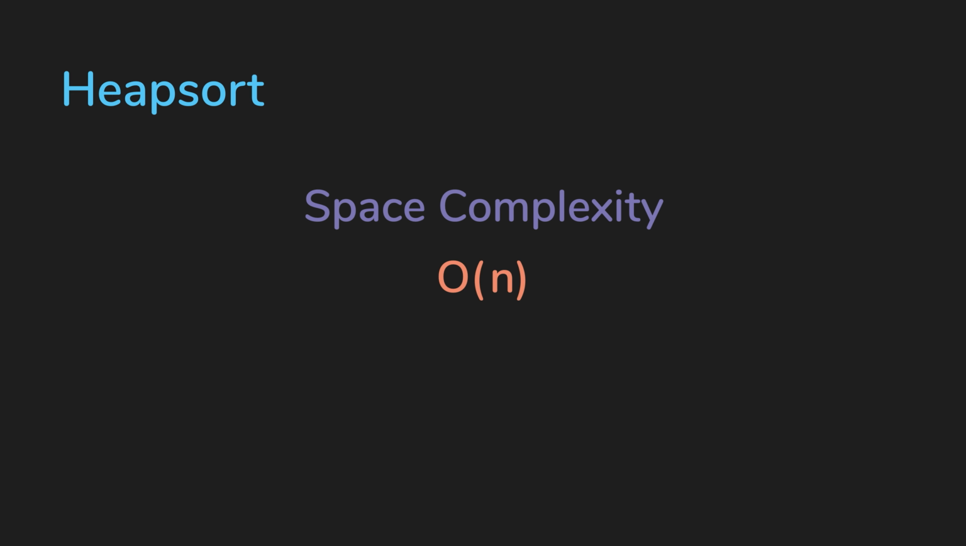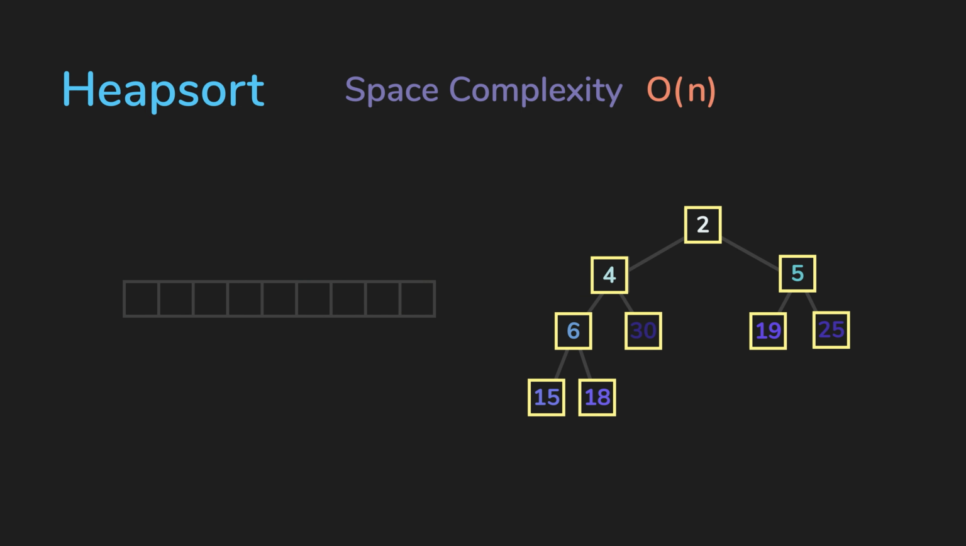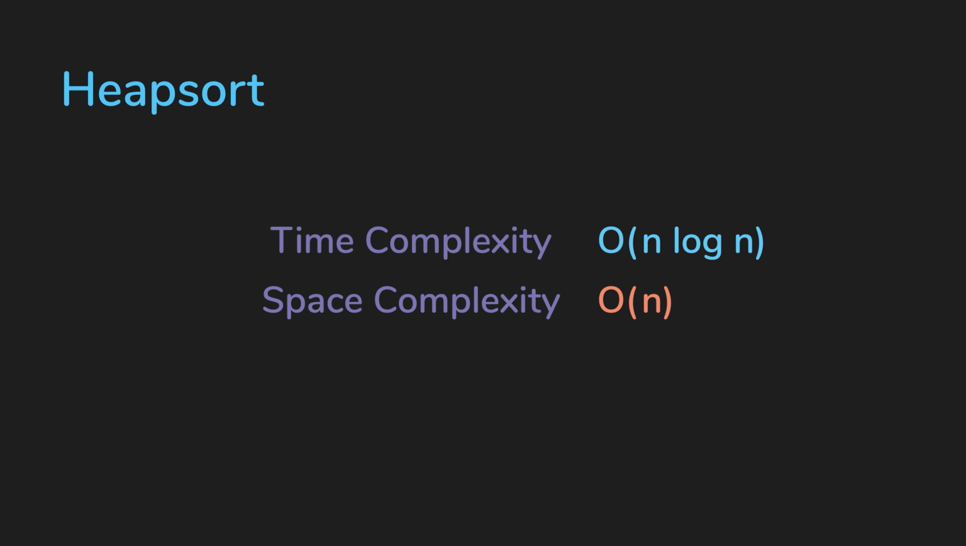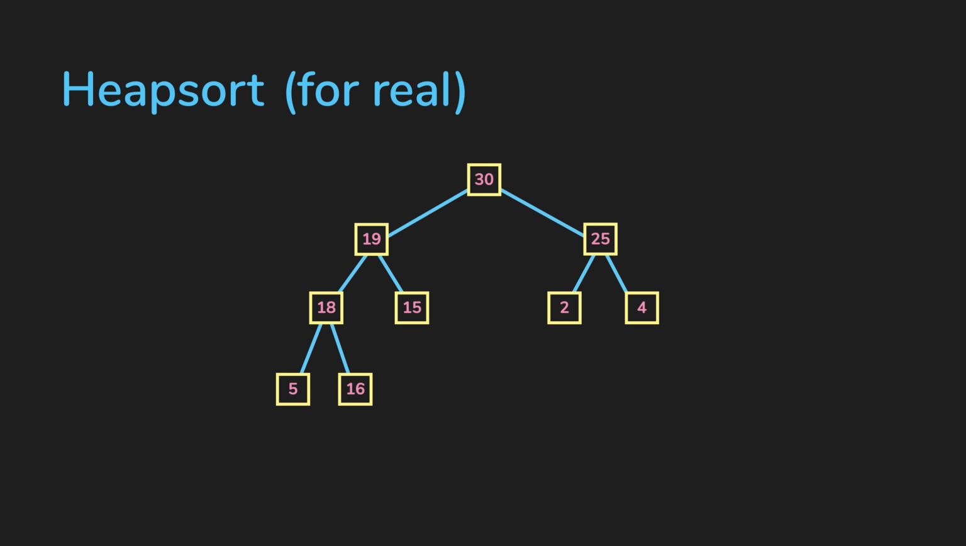The space complexity is O of n since you're creating a separate heap in addition to the array you have to sort. And your heap will contain all n elements when you're done inserting all the elements before popping them off. However, there is a better way to do this because I actually lied about how to perform heap sort. So here is how you actually perform heap sort.